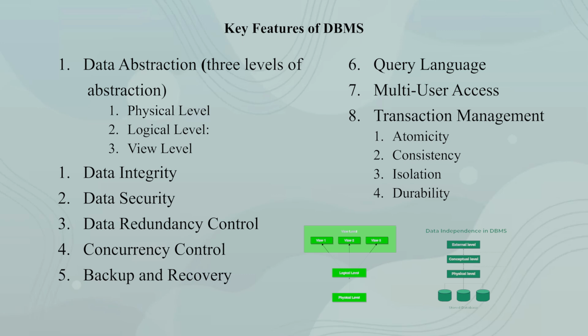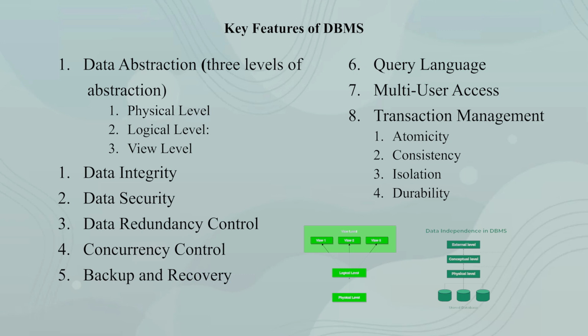A key feature of DBMS is data integrity. It ensures the accuracy and consistency of the data. It enforces rules like data types, constraints, relationships, and primary and foreign keys. Then data security: it protects the data from unauthorized access. It implements user authentication, permissions, and encryption techniques.